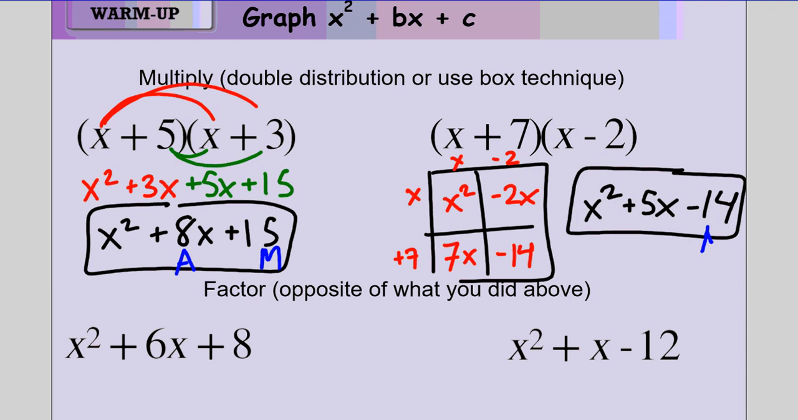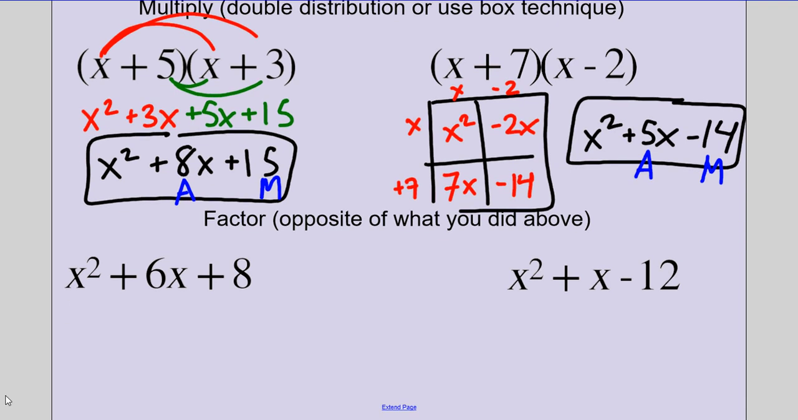Notice, that is the multiplication of 7 and negative 2. That is the addition of 7 and negative 2. That's how I'm going to do the ones down below. In order to factor, I need to find the numbers that multiply to be 8 and add up to be 6, and that's 2 and 4. So it has to be x plus 2 and x plus 4. You should be pretty quick at these by now, hopefully.